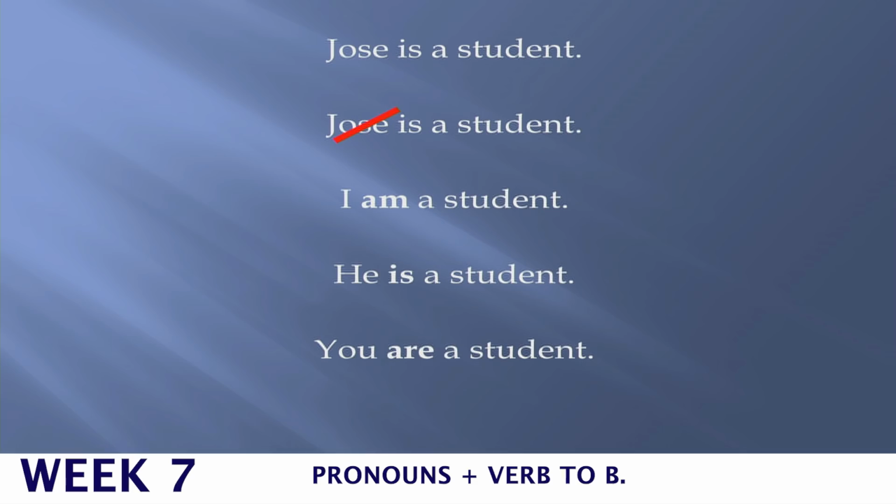Our next example says Jose is a student. So we would replace Jose with I, he, or you. If you are Jose, you can say I am a student. If we are talking about Jose, we would say he is a student. And if we're talking to Jose, we would say you are a student.